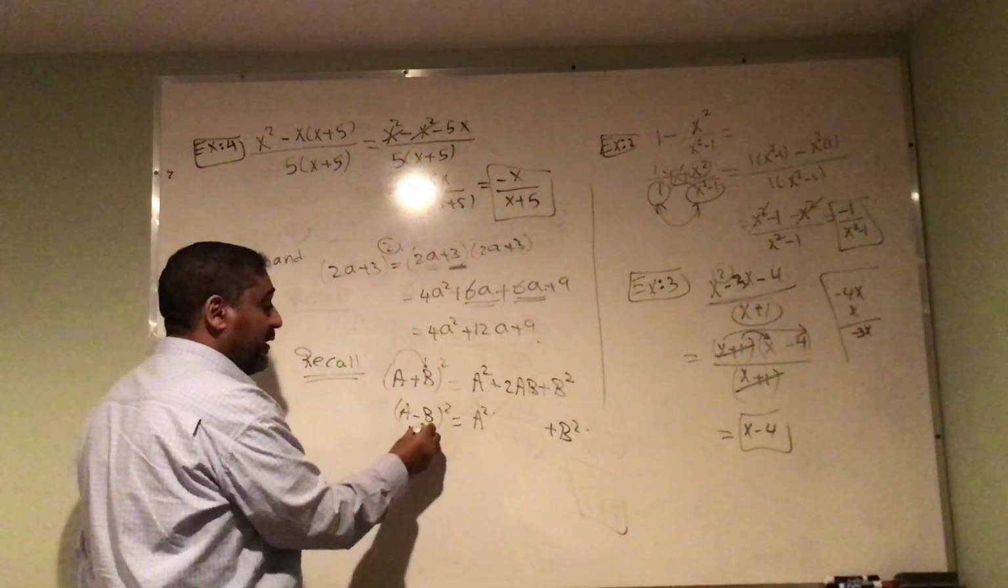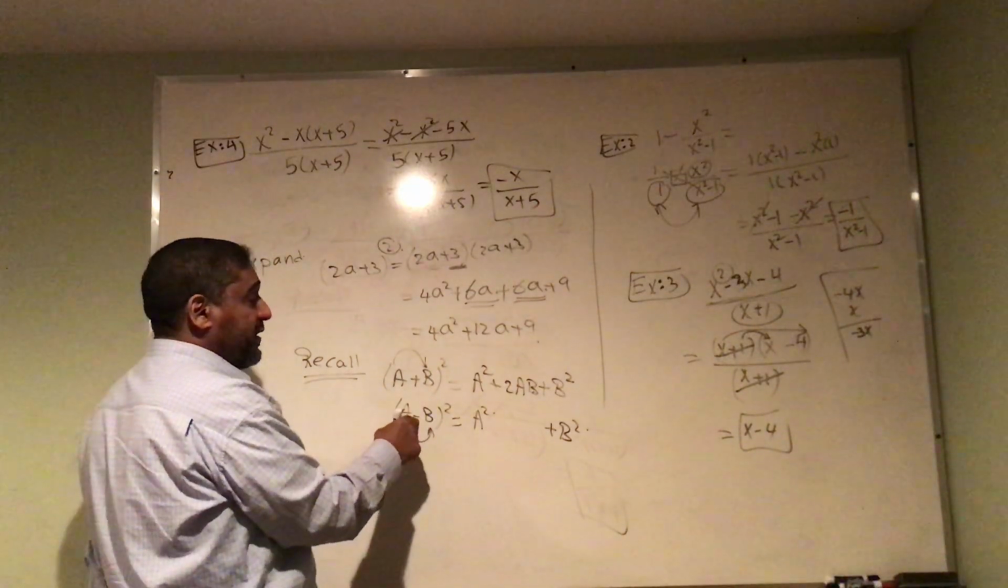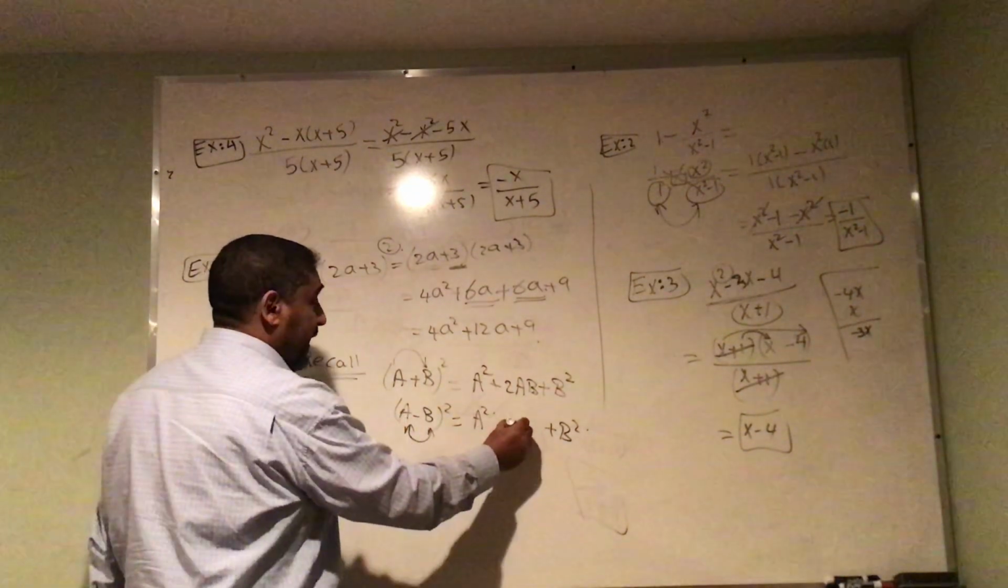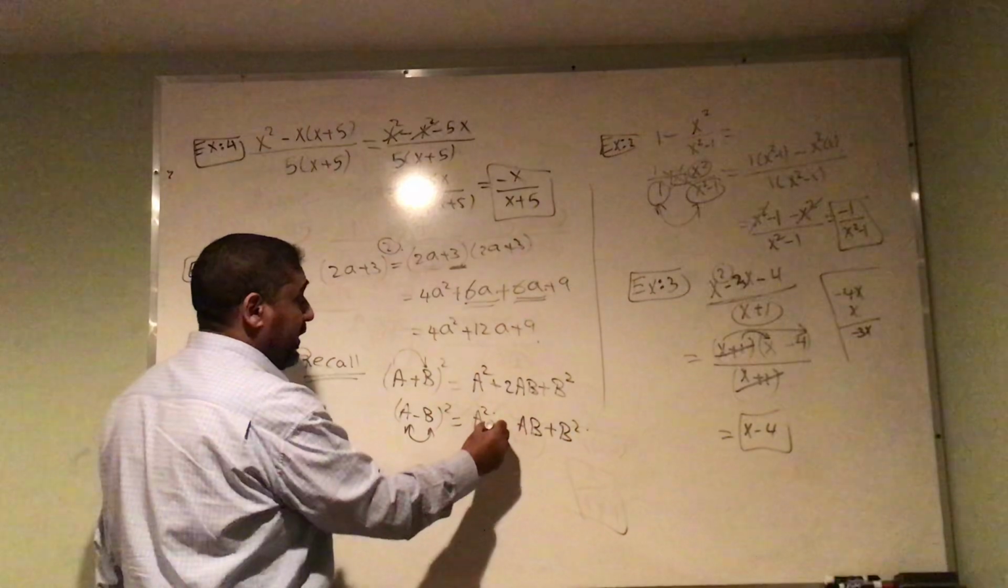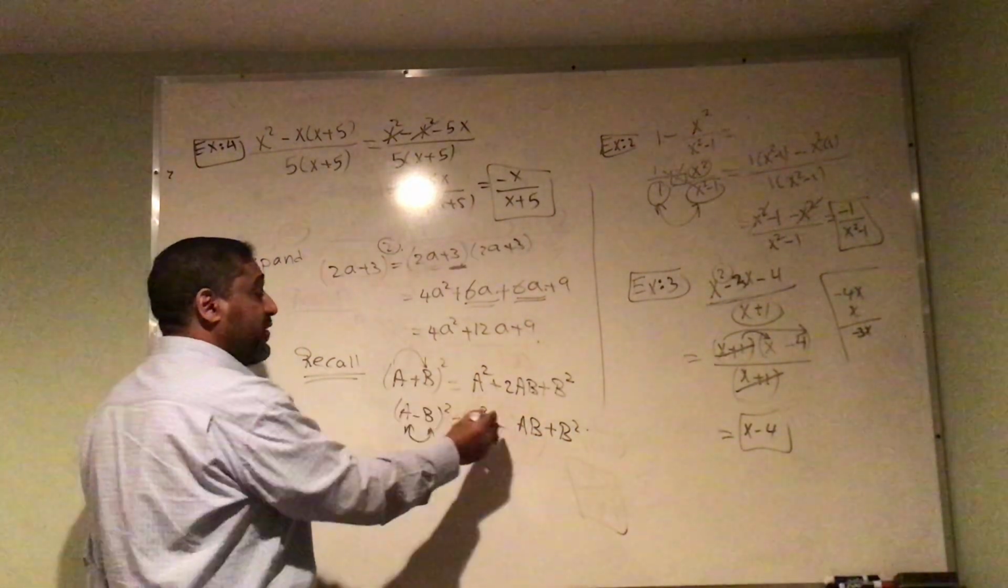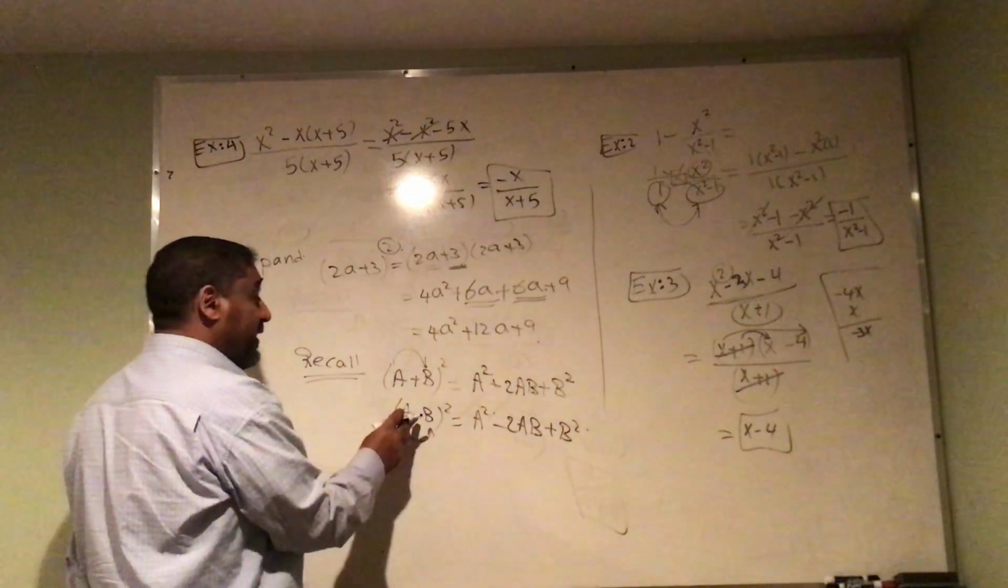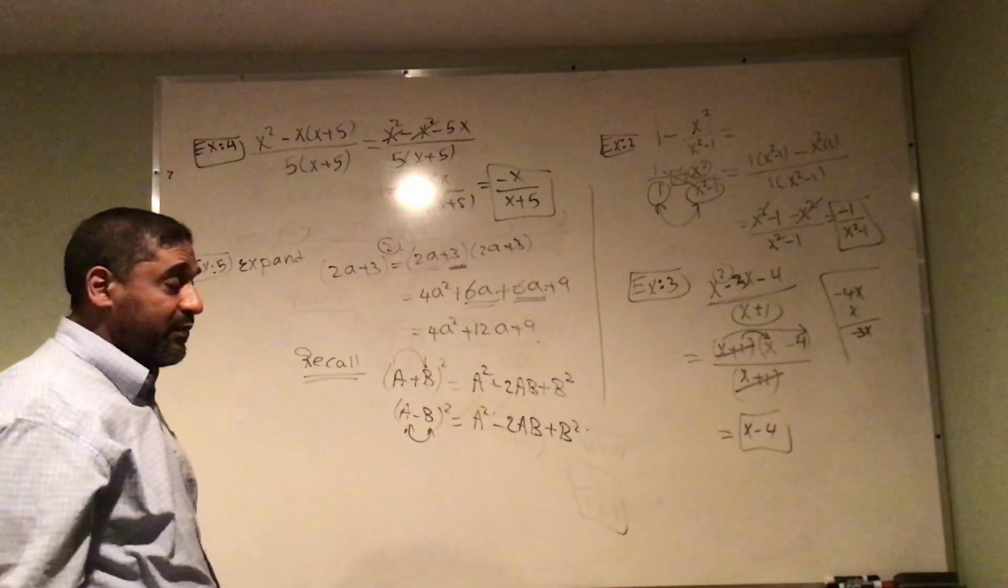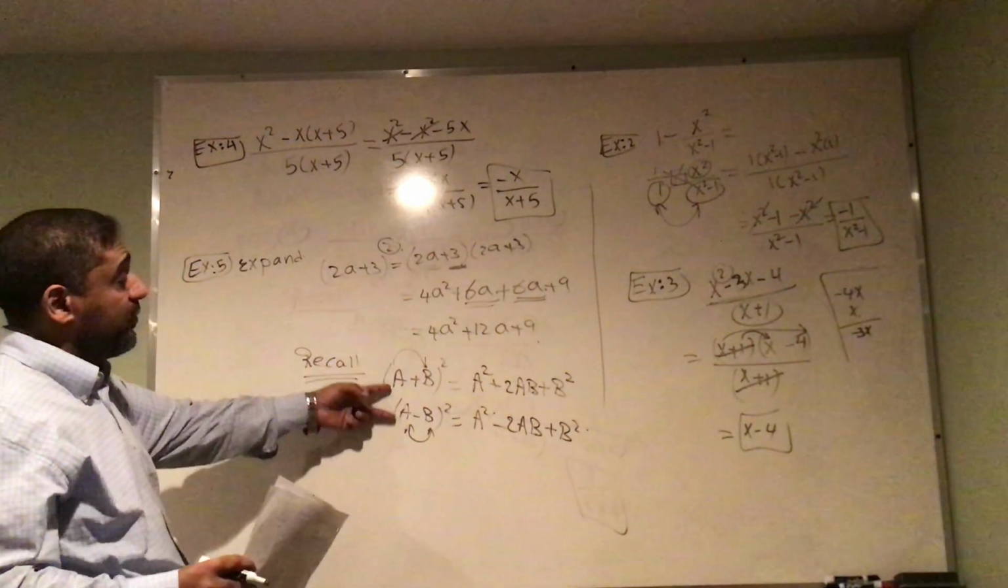I take the first multiplied by the second, including the sign. The first is a, the second here is minus b. You have a minus sign because the second term is negative b. Multiply by 2, so I have to put 2 here. So that is the expansion also of a minus b squared. So you can use this rule.